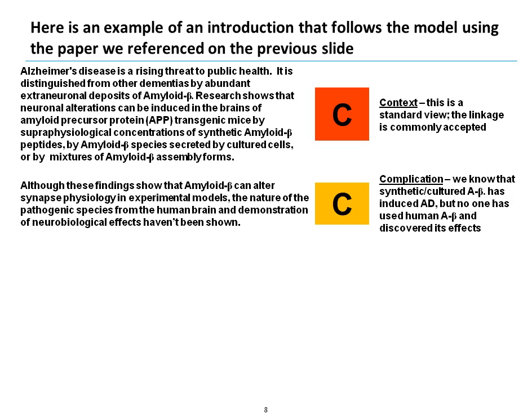Then we have our complication. Although these findings show that A-beta can alter synapse physiology in experimental models, the nature of pathogenic species from the human brain and demonstration of neurobiological effects haven't been shown. In other words, we know that synthetic and cultured A-beta has induced AD, but no one has used human A-beta and discovered its effects.